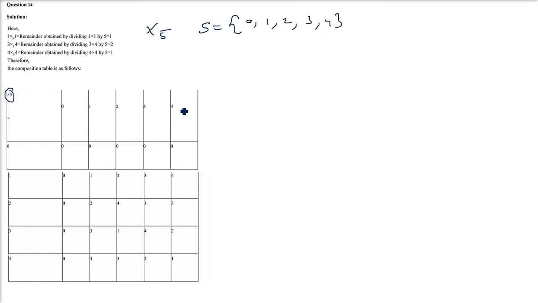I'll tell you one of the values so that you know how to make it. Let us take 3 and 3. So 3 ×5 3 is nothing but 3 multiplied by 3, that is 9. Now you have to divide it by 5 and take the remainder. So 5 ones are 5 and you get a remainder of 4. Just put 4 here. Other values, I hope you'll be able to do it.